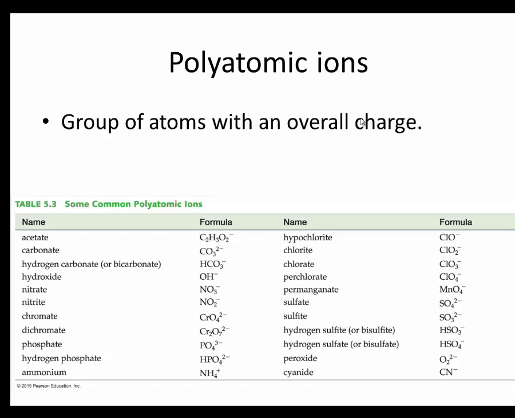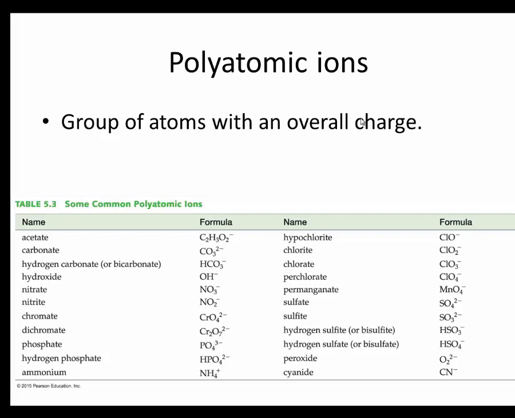I'm going to talk a little bit about polyatomic ions. That's kind of a big word. What it means is you have something that has a charge, and that thing is made up of more than one atom. So instead of just saying oxygen has a -2 charge, we might say sulfate has a -2 charge, where you have sulfur and oxygen together. A polyatomic ion is a group of atoms with an overall charge. It's kind of like a molecule, but it has a charge, basically.